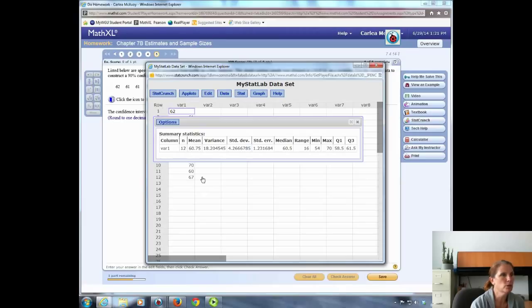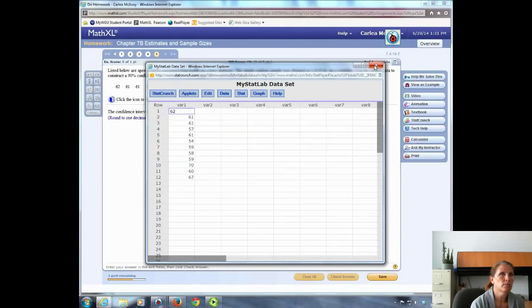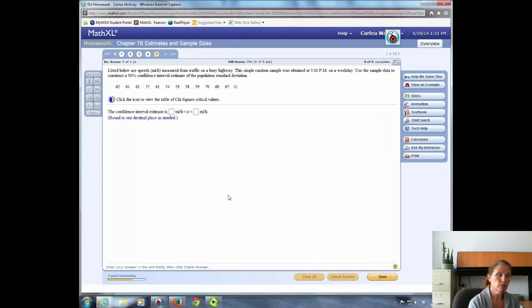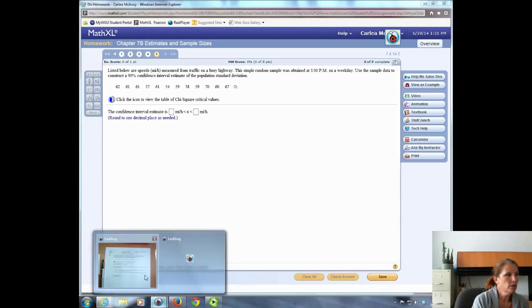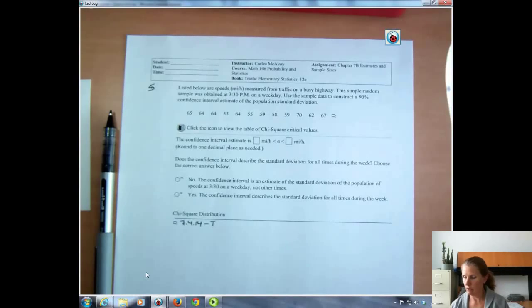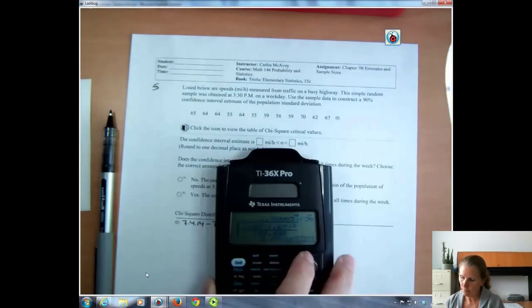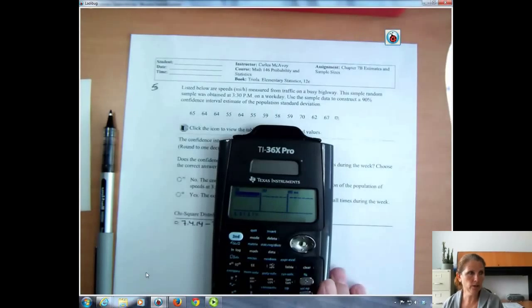We know that n is 12 and so forth. So we have what we need to do that problem by using StatCrunch, and that's how I would do it, but I'm going to have to do it using the calculator because I printed this off and can't access that. So if you're doing it on your calculator, you'd go to data. My data is empty, so that's good.